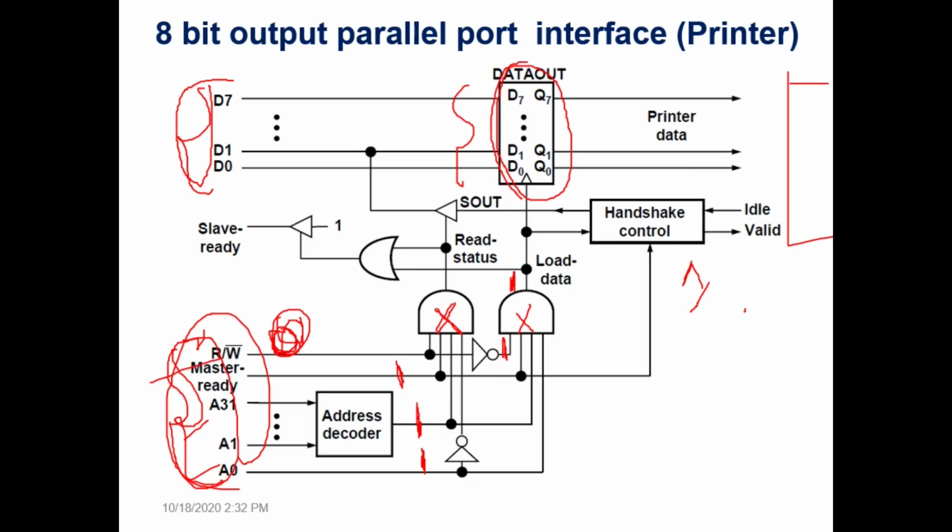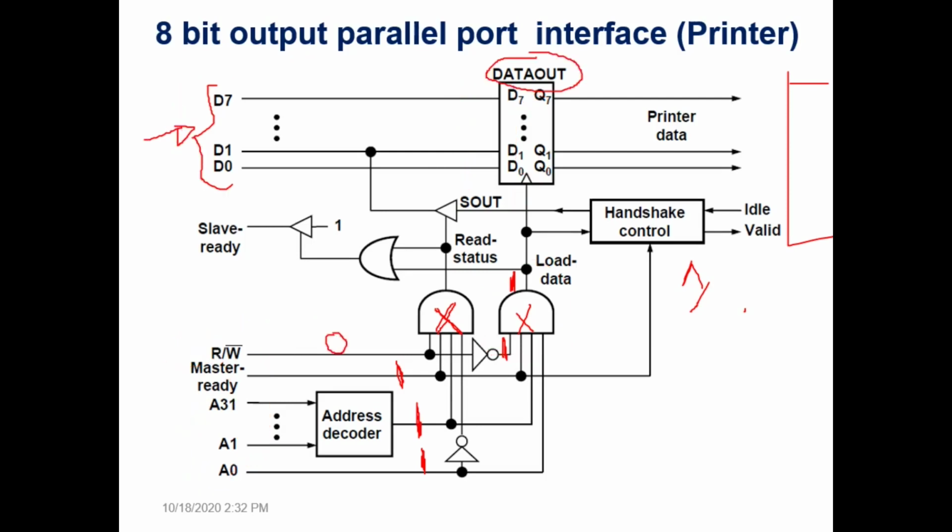So when the output of this AND gate becomes 1 here, that drives the data out register to store the data present on the data bus. So that 8-bit data will be stored in the data out register. Now the data has reached the data out register.